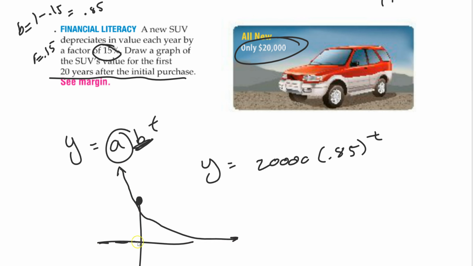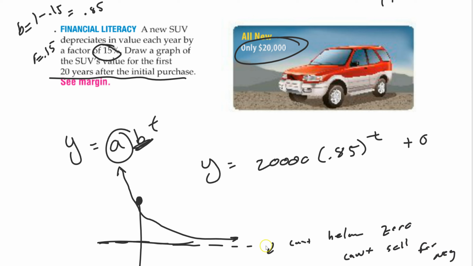A couple things I want you to point out though, even with this. Notice how it's +0, so it can never go below 0. Which makes sense. You can't sell a car for negative money. And you can't sell a car for 0 either, that's just free, giving it away. So you can't sell a car for negative or $0.